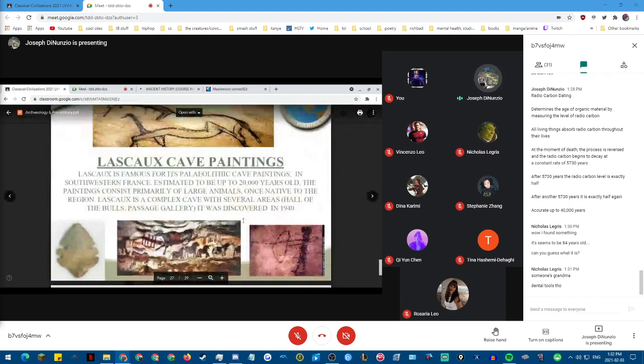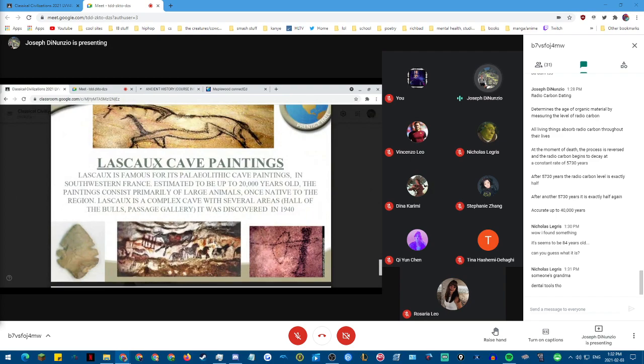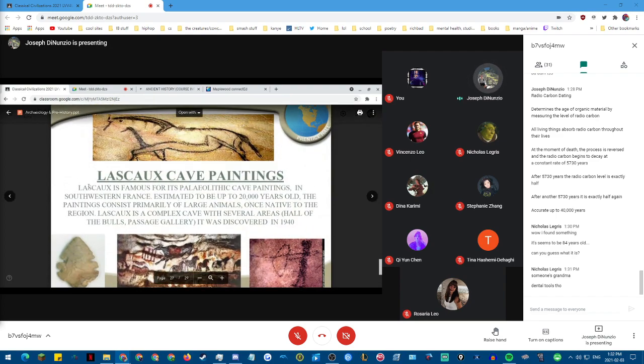And the last slide here, the Lascaux cave paintings in France. Let's learn a little bit about this. 20,000 years old. Wow. Read, please. Lascaux is famous for its Paleolithic cave paintings in southwestern France, estimated to be up to 20,000 years old. The paintings consist primarily of large animals once native to the region. Lascaux is a complex cave with several areas, Hall of the Bulls, Passage Gallery, and it was discovered in 1940. Paleolithic means Stone Age. So France, roughly 20,000 years ago.